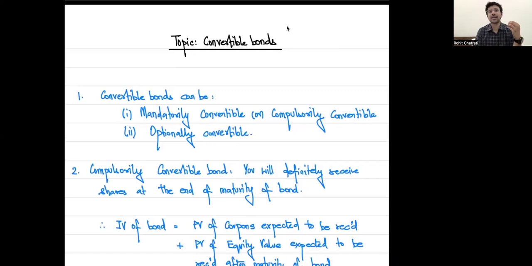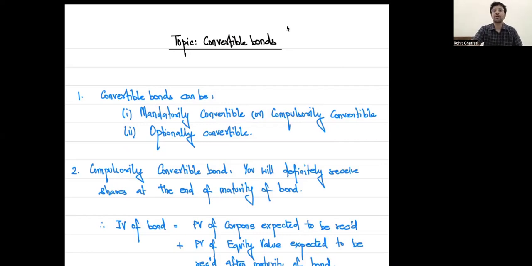Now let's start with the topic convertible bonds, which is one of the most frequently tested areas in CA final examination. Convertible bonds basically represent bonds where an investor has a conversion option, a bond where the investor can convert his bond into equity shares. An investor has purchased a bond, and at the time of purchase itself, he's aware that there is a conversion option where this bond can get converted into equity shares of the same company.